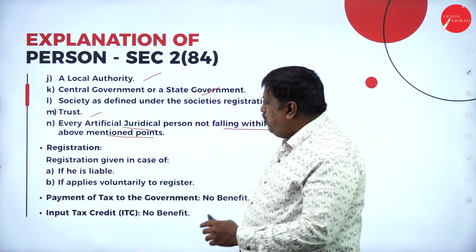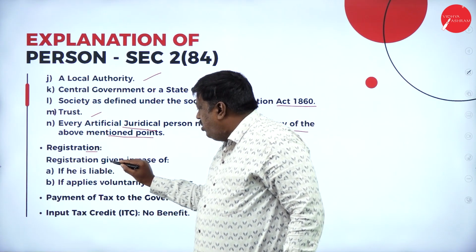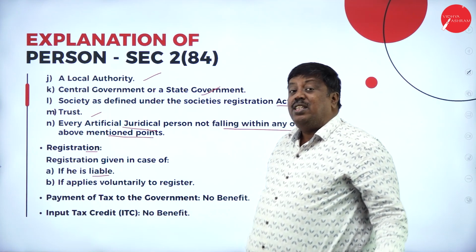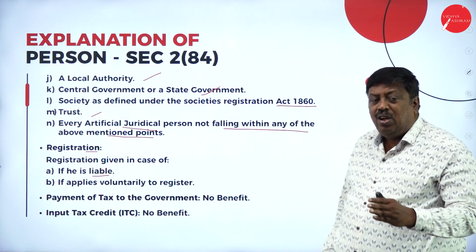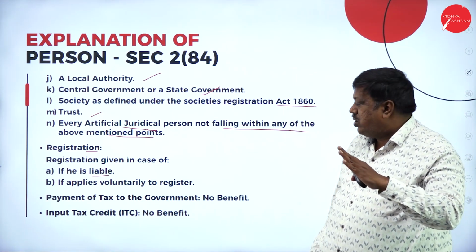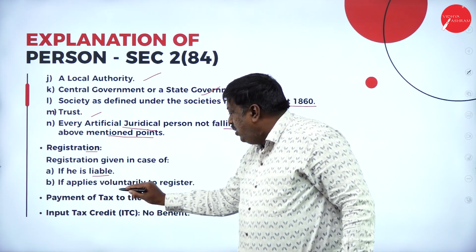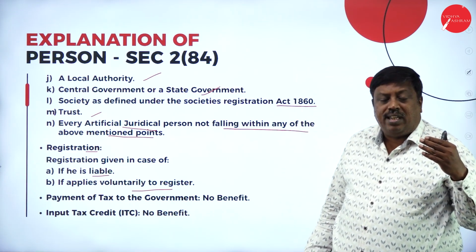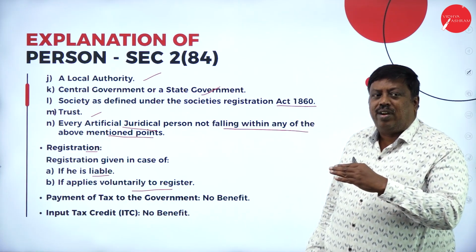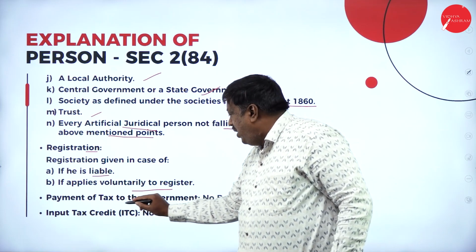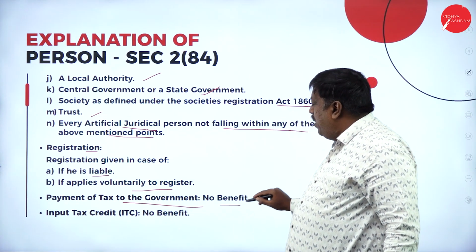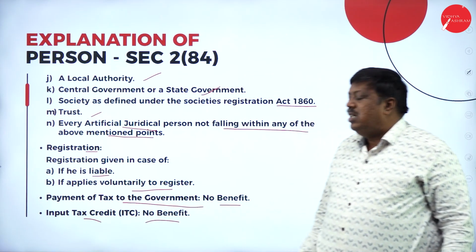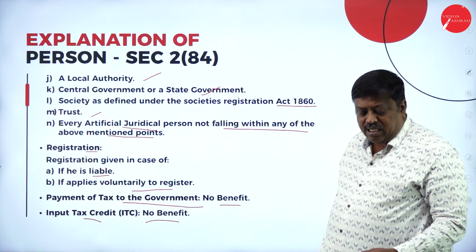Now, for these people, registration is given in the case if he is liable. If he is liable, then he has to register, or else there is no need of registration. If he wants, he can voluntarily apply for the registration, or else it is not required. Payment of tax to the government, no benefit will be there. Input tax credit, no benefit for the person who is going to pay tax here.